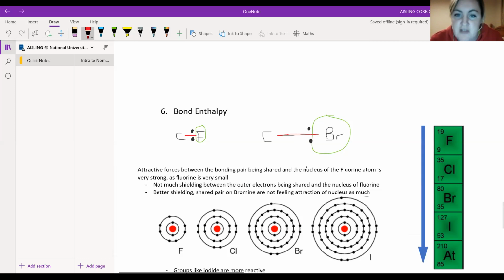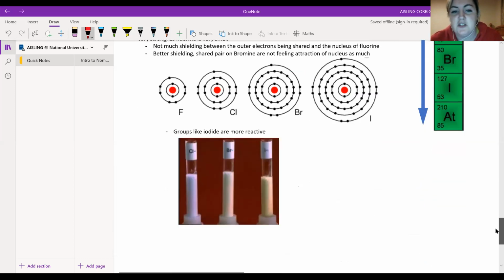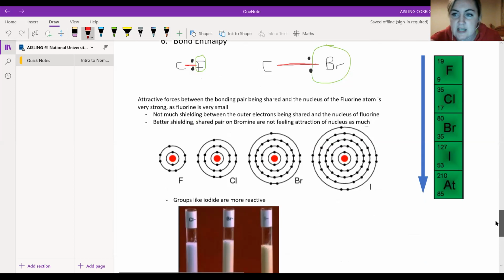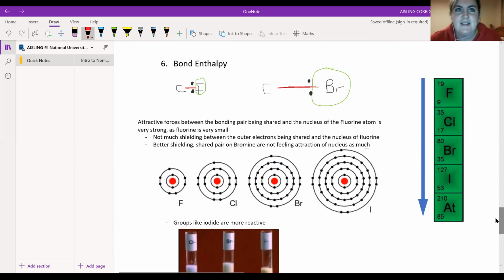The fact that you can break this bond from the carbon a lot more easily is what dictates how reactive something is. So if I have a carbon with an iodine attached, it's going to be more reactive than if it had a bromine or a chlorine or any of the others.